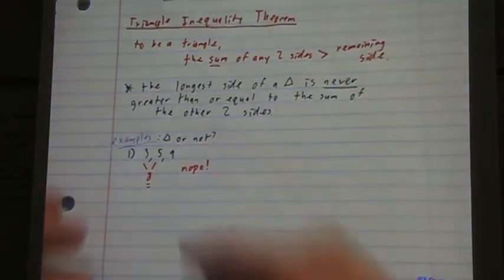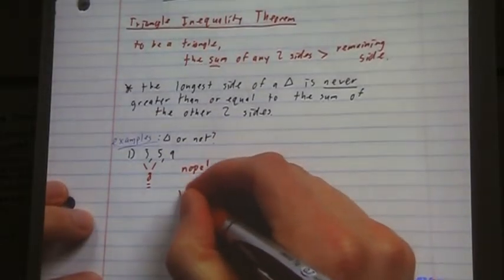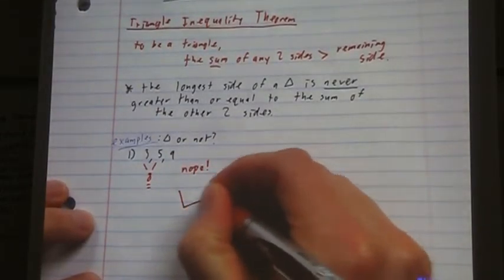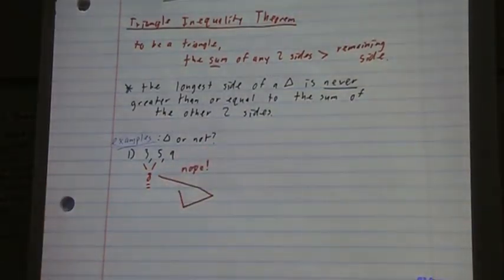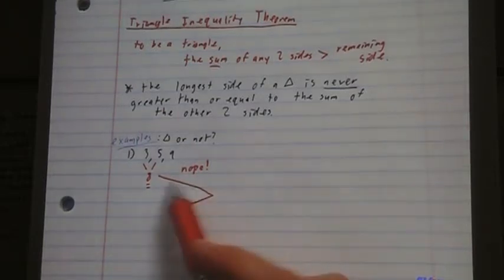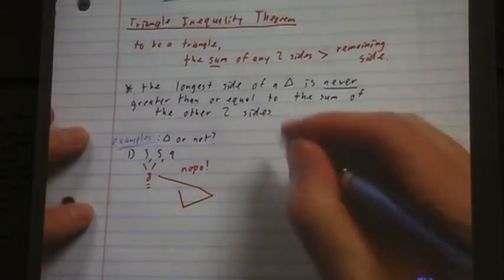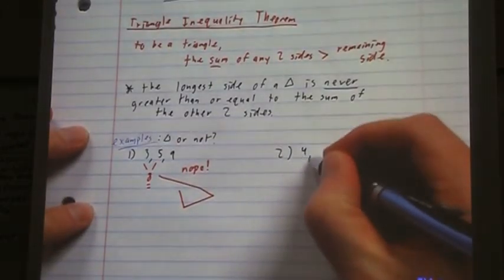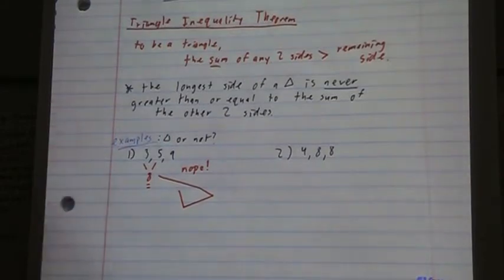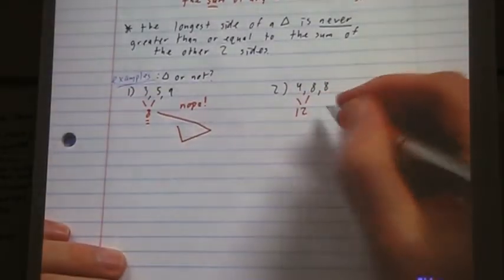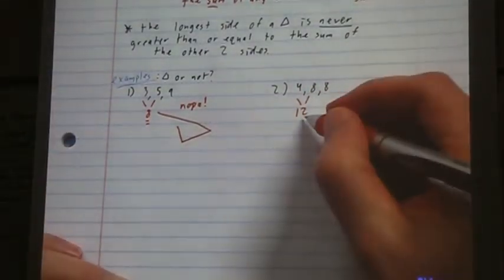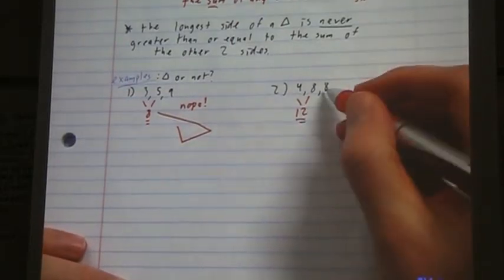And the reason for that is if we had to kind of draw this, we'd have like a 3 side, a 5 side, and a 9 side. Well, clearly you can't manipulate that such that you actually get a triangle because this other side is just too big. Number 2, what about 4, 8, and 8? Well, we're going to add our smallest two sides. I mean, we have 2 8s, so you can really pick whichever one you want. 12 is bigger than 8, so we are good to go.